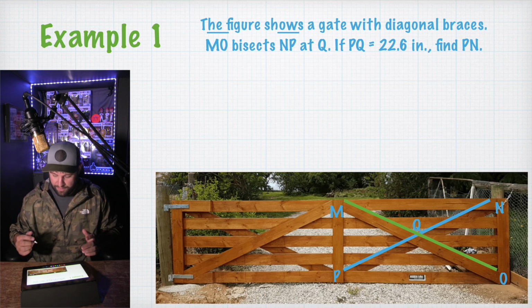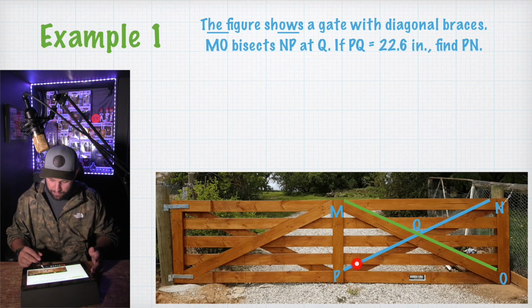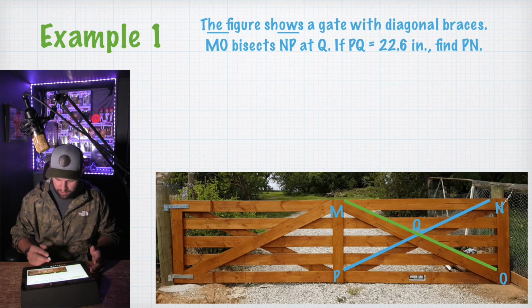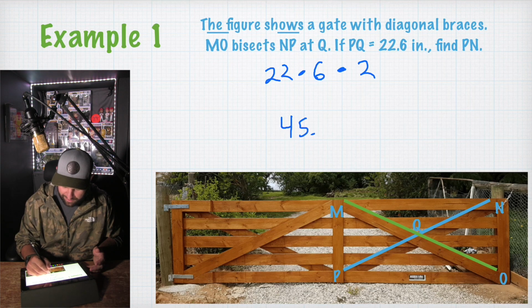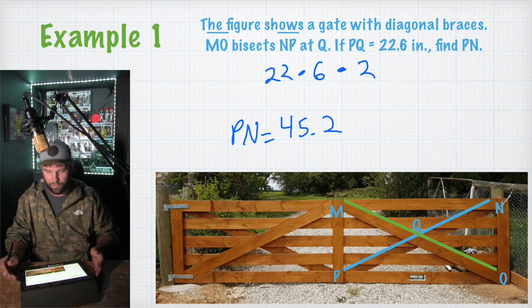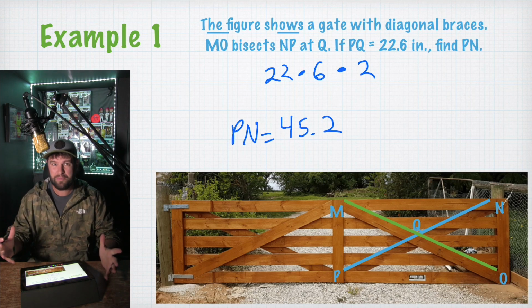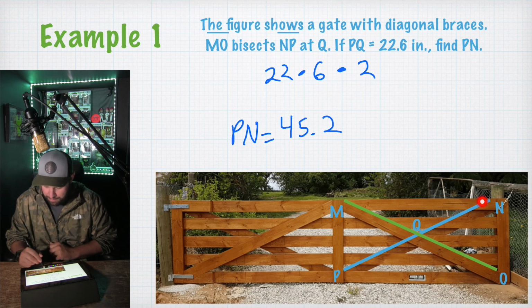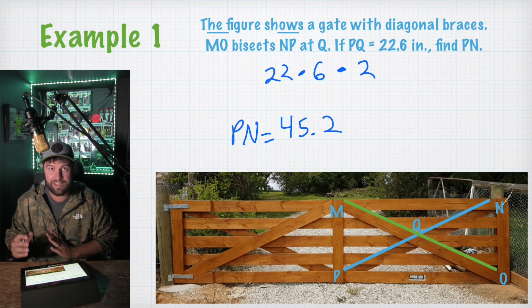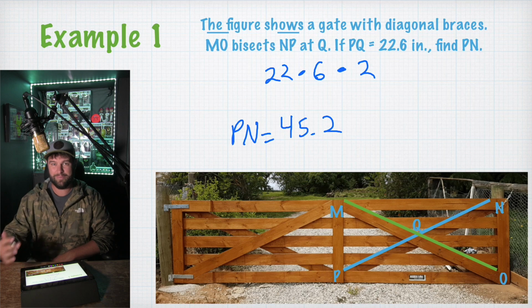So to find out what the whole length of this would be, if we know PQ is 22.6, all we have to do is take 22.6 and multiply that by 2, which is going to give us 45.2. PN equals 45.2. Not too bad. Just important to remember, if something is bisected, it's cut perfectly in half. Okay? Let's keep going.